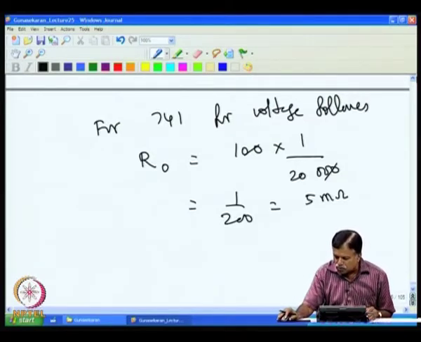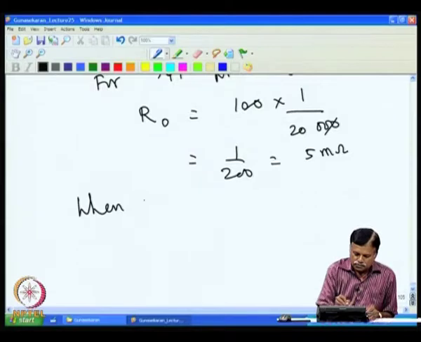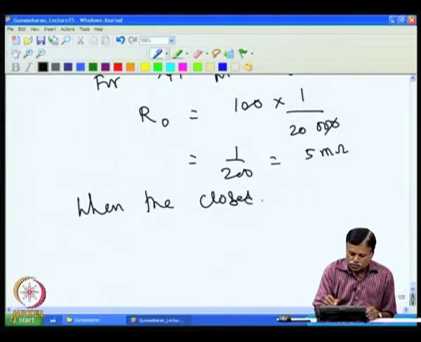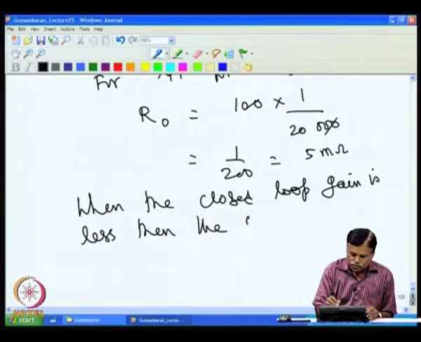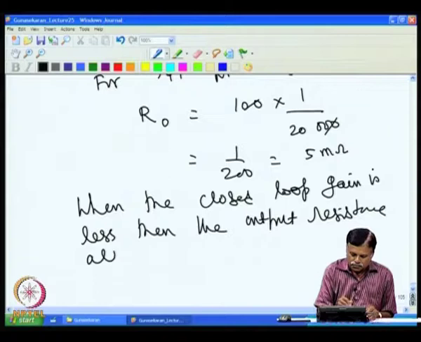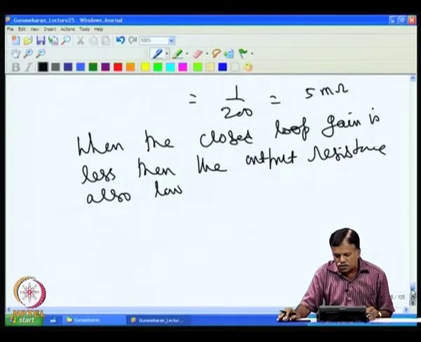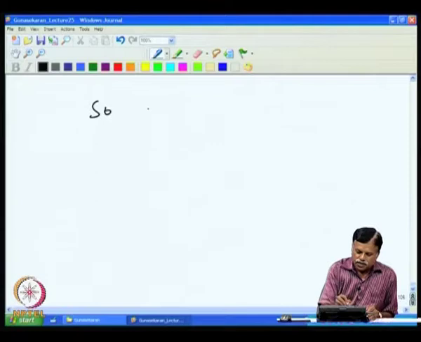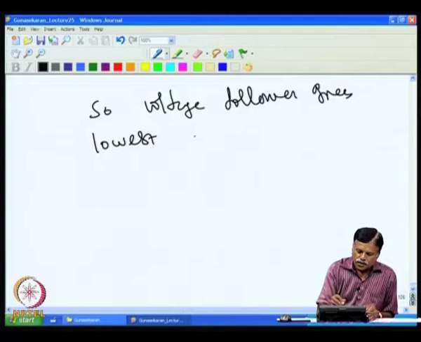When the closed loop gain is low, the output resistance is also low. That is why the voltage follower gives the lowest output resistance.